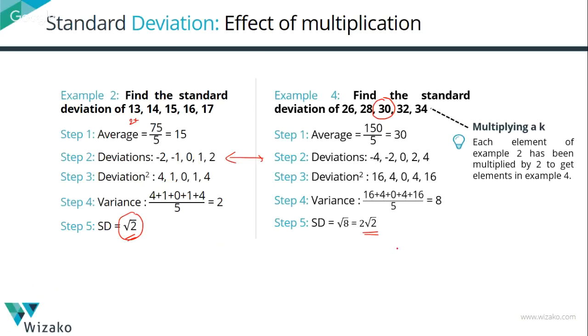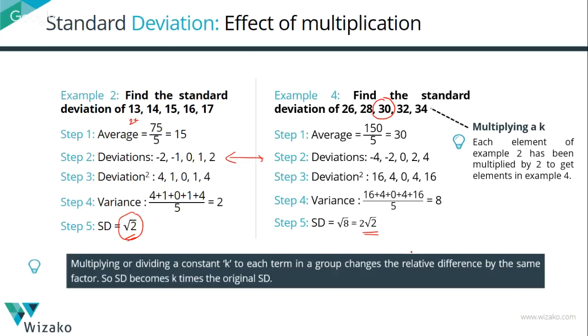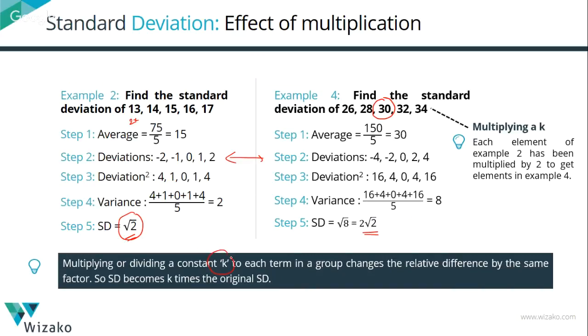So let's frame a result for it. If I multiply each term by a constant k, or if I divide each term by a constant k, you're going to see the same effect on our average. The average also doubled and the standard deviation also doubled. So addition or subtraction of a k has no impact on standard deviation. Multiplying or dividing by a k will have the same effect on the standard deviation.